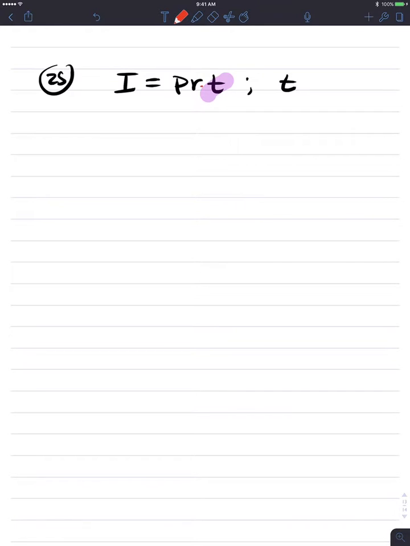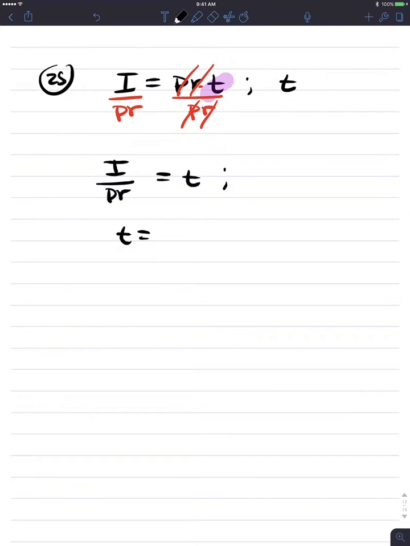We're going to have to undo the multiplication with p r for both sides. I get cancellation of both the p and the r on the right side. And now I have I over p r will be the value t, or t is I over p r. And you're done.